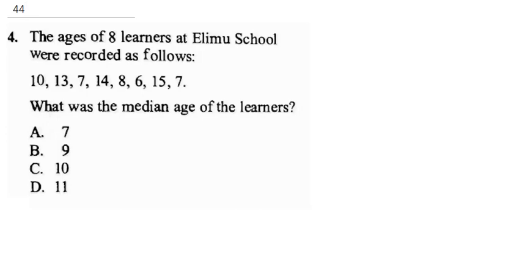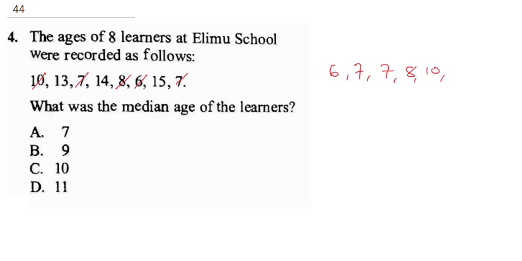What was the median age of the learners? Now, in order for you to get the median age of the learners, you need to arrange these numbers in ascending order. So this is going to be 6 comes first, then 7. When 6 comes, you cancel it. There's a 7, you cancel one of the 7s. Okay, there's another 7, you cancel this. The next one is 8, you write 8. Is there 9? No, we have 10, you put your 10.